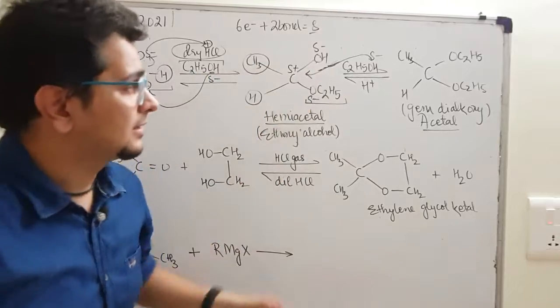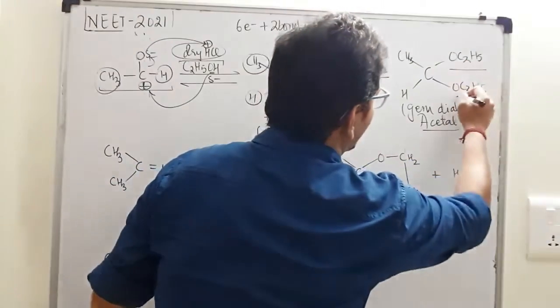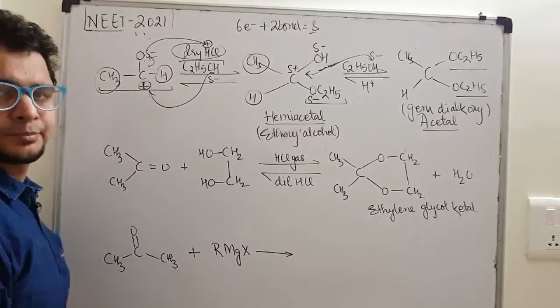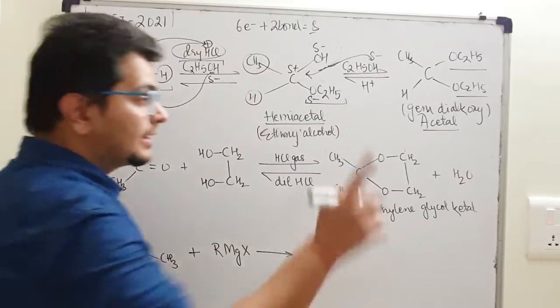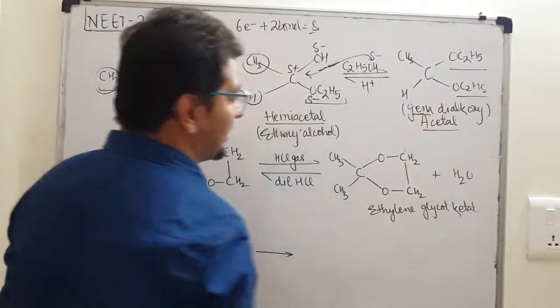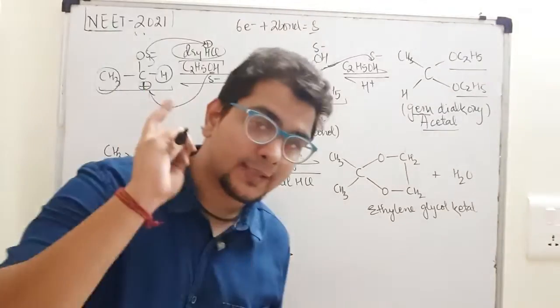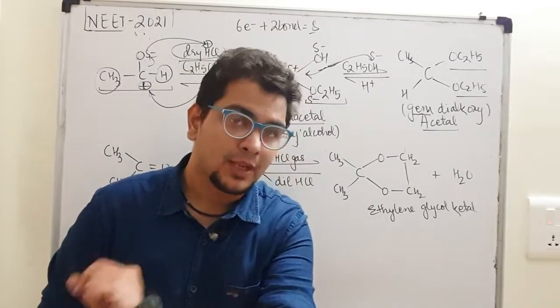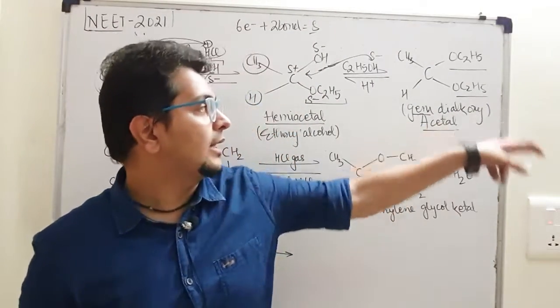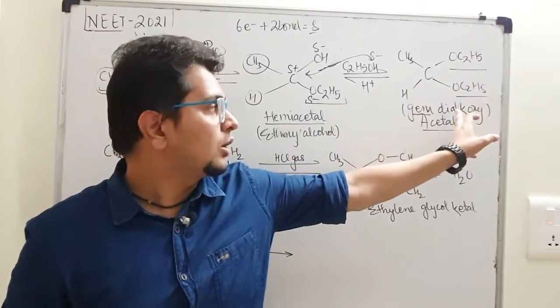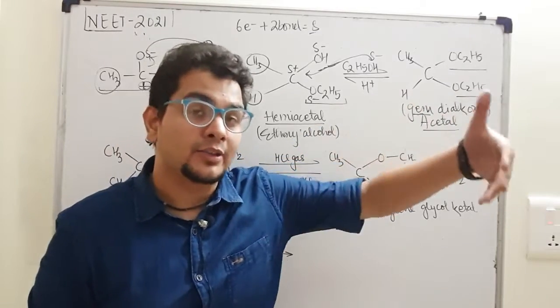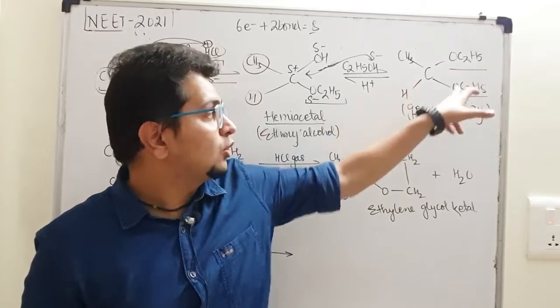Use a little brain, it will make sense. So OC2H5, OC2H5, both of them are there. Both. Clear? In such a case, we call it gem. Gem means whenever there are two groups on the same carbon, we call it gem. So gem dialkoxy. There are two alkoxy or two ethoxy, we can say. Gem diethoxy. Two ethoxy groups on the same carbon.